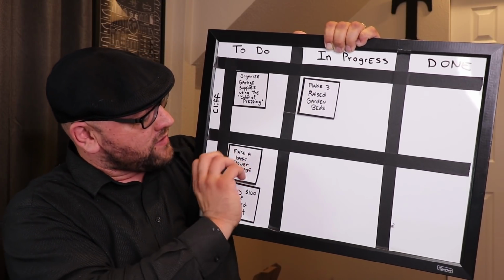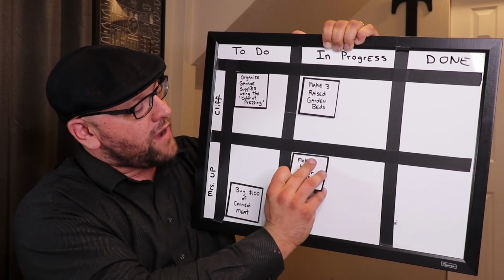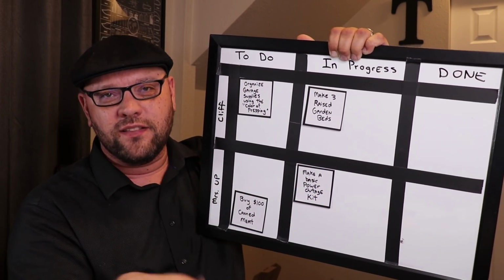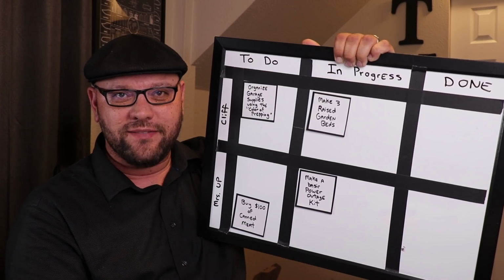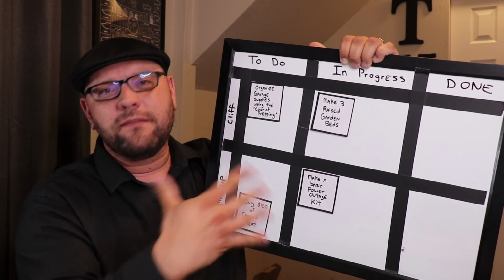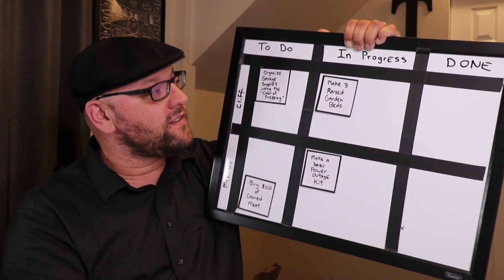Let's say that Mrs. Urban Prepper is now working on the power outage kit right there. So she's going to move it over there. So she's actively putting together all the supplies for it, gathering what we already have at the house, and purchasing anything for that. So let's say that maybe 5 days go by and we've actually finished the projects.